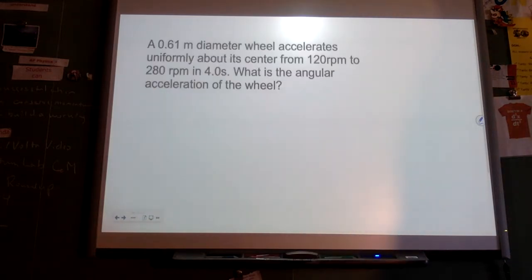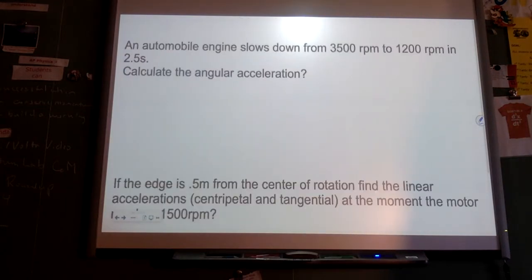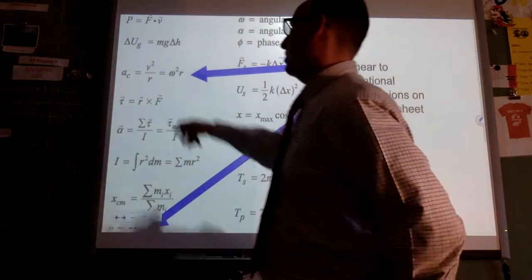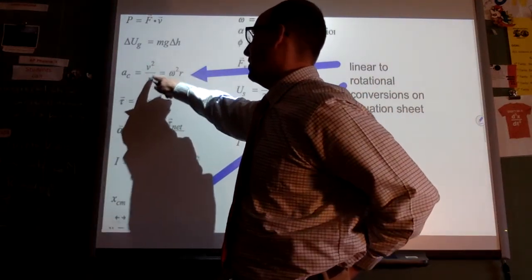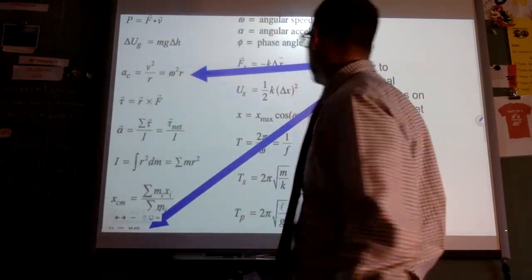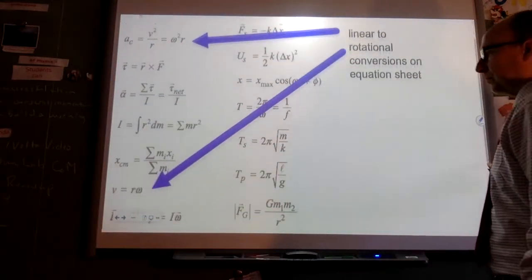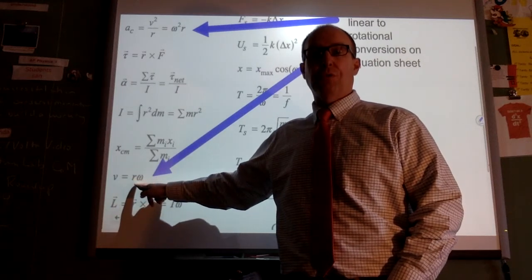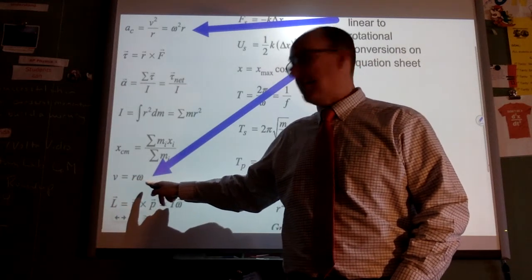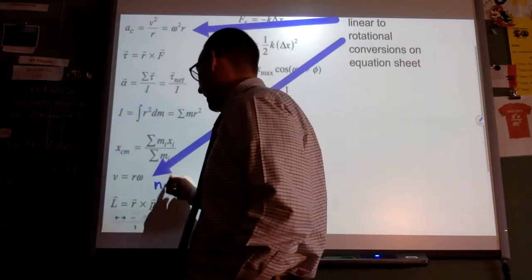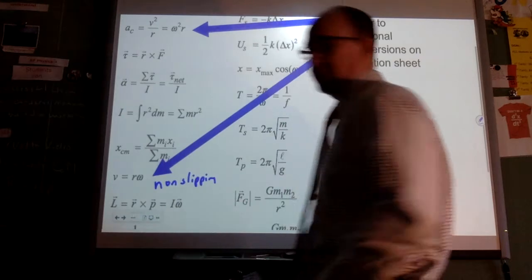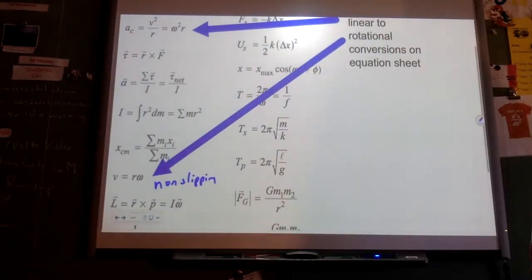Like I said, I'm going to jump through this. All right, so on your equation sheet, we have centripetal acceleration rewritten as v squared over r or omega squared over r. And they do write down that linear velocity is equal to the radius times our angular velocity. Again, this is a non-slipping situation. So this doesn't work if you have something that is slipping.